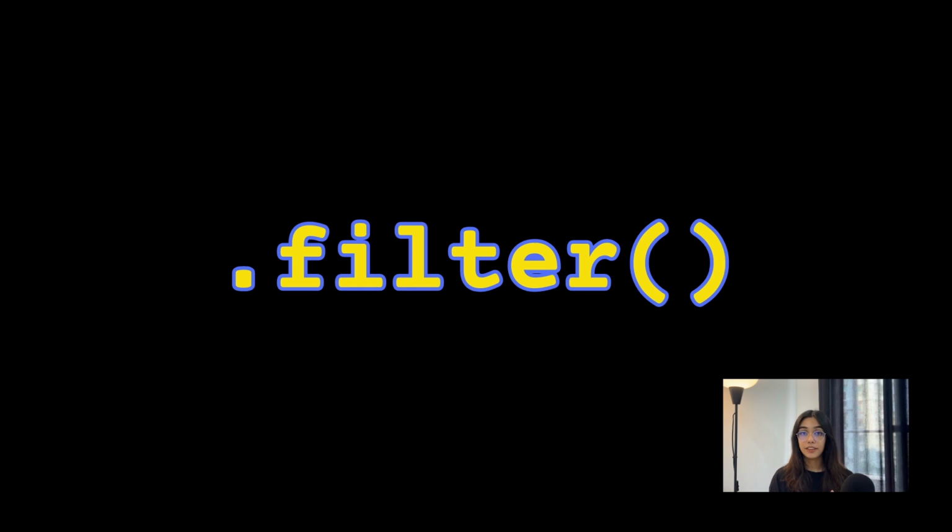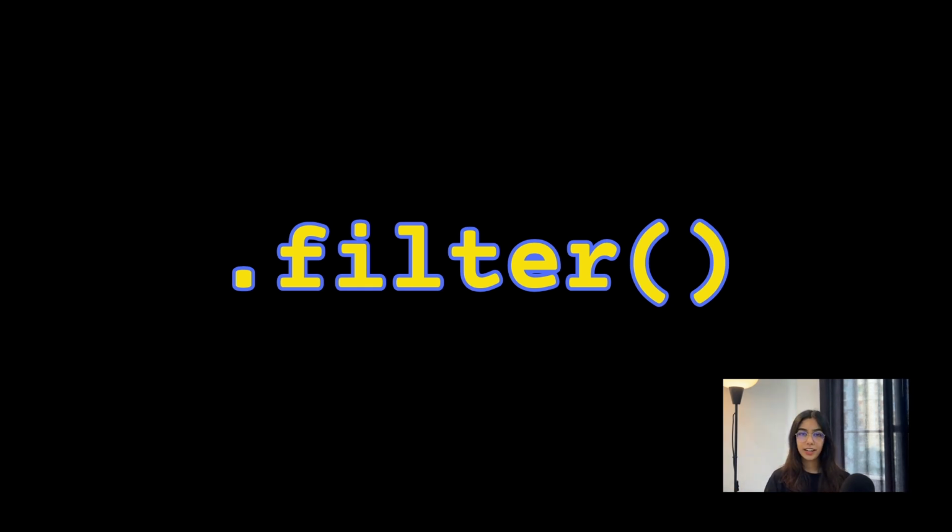Next, let's take a look at the filter method. The filter method is exactly how it sounds. It is used to filter an array of elements. So you have an array, you can filter the elements inside of this array based on a certain condition and return only those elements that pass this filter.